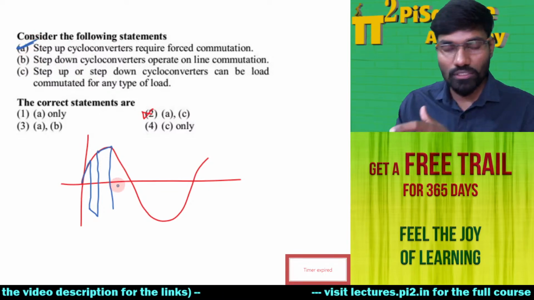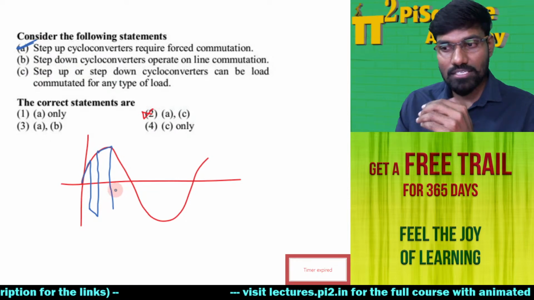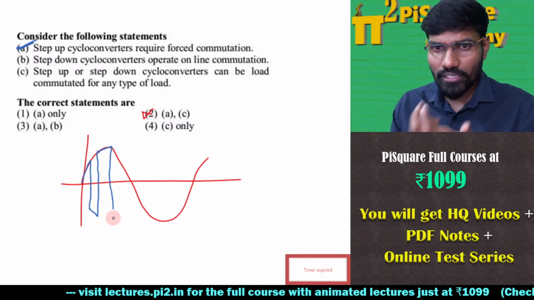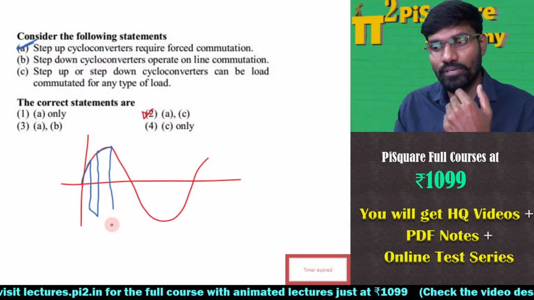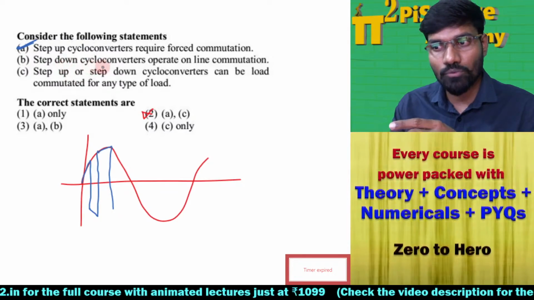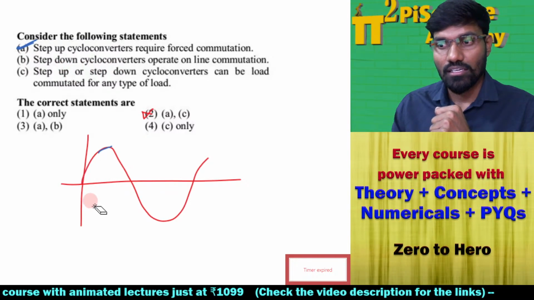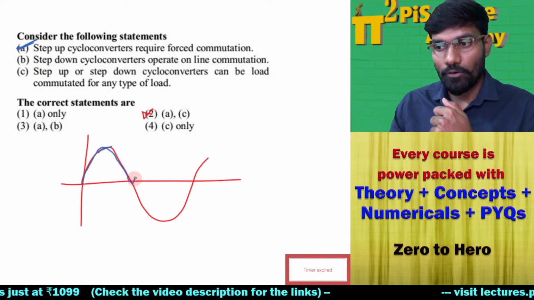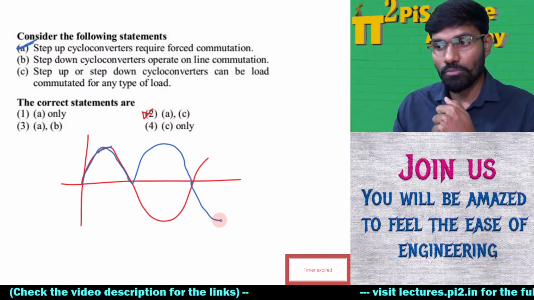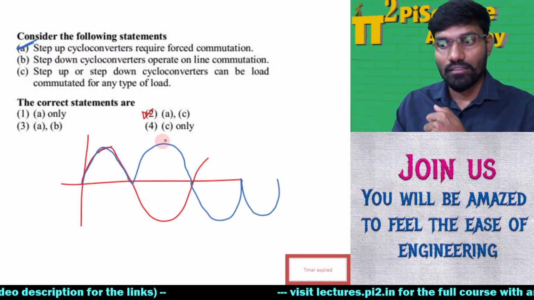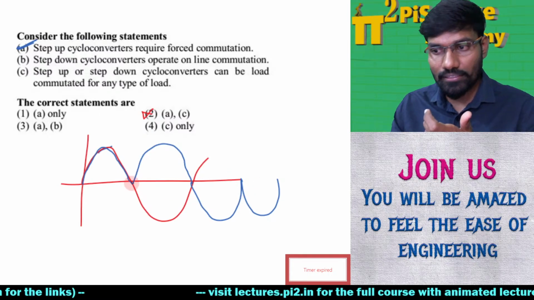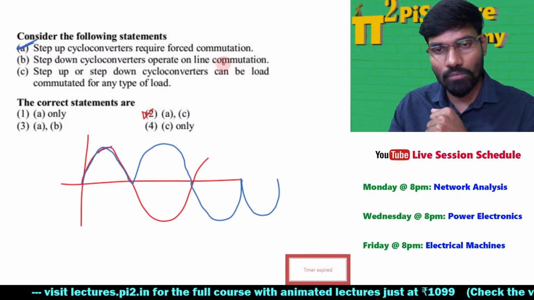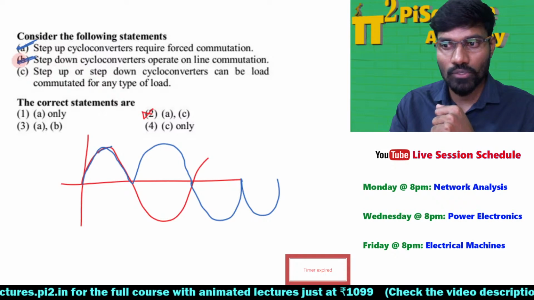For a step down, it means increasing of time period. It will naturally commutate. Natural commutation is good enough for step down cycloconverters, meaning for the increased time period, the output will be something like this, and again negative. So at this point, this thyristor will be naturally commutated. You don't have to go for forced commutation. Line commutation or natural commutation is good enough for a step down cycloconverter.